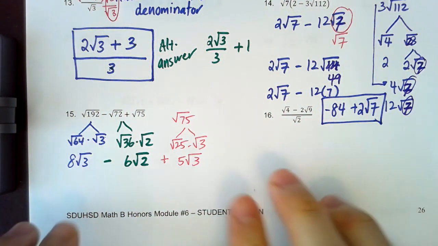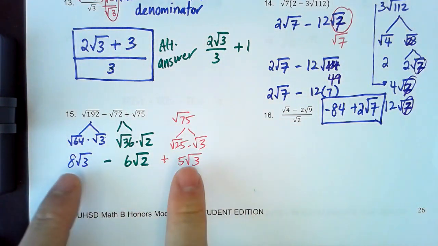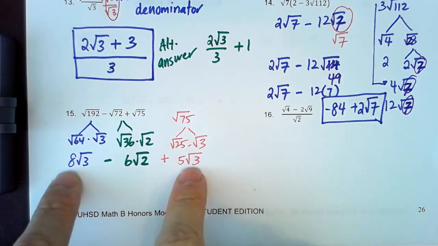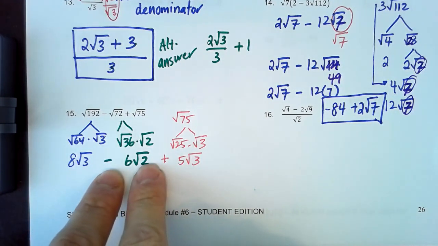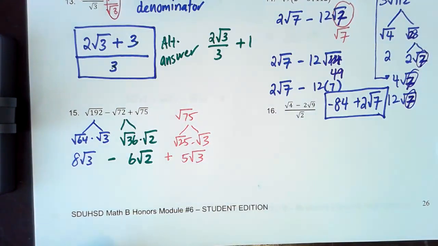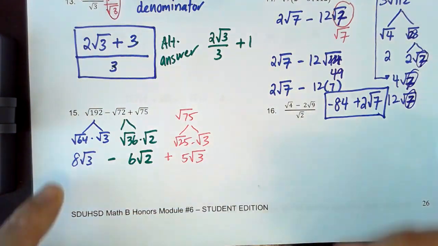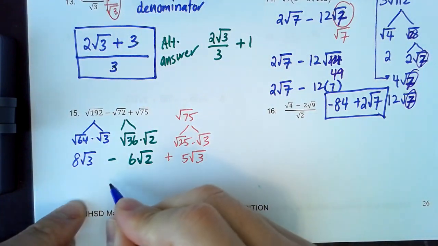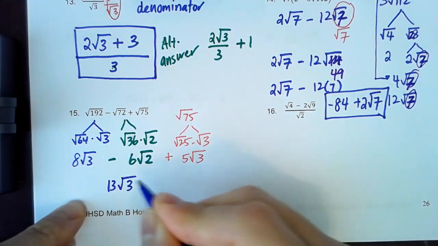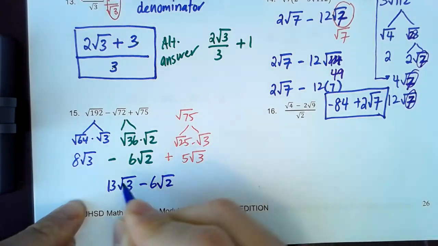Okay, so this is where we can shuffle a little bit. We know that we could combine these two and then just attach this negative 6 square root of 2 on the side at the end. So 8 rad 3 plus 5 rad 3 is going to be 13 rad 3 minus 6 rad 2.